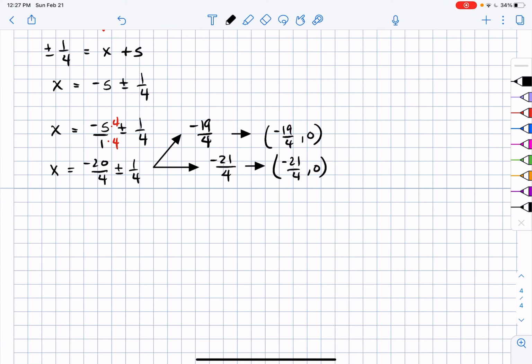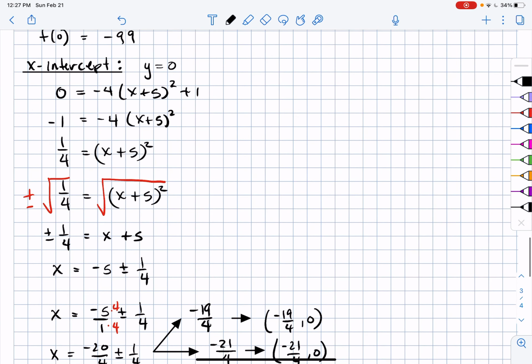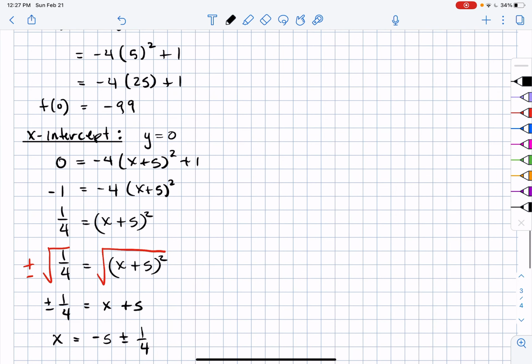So basically, negative 19/4 is what? It's not quite 5, right? It's between 4 and 5, and the negative 21/4 is between 5 and 6. Okay, negative on the negative side. And up here, when I did the y-intercept, this gave me a point as well, right? This gave me a point that was going to be 0, comma negative 99.